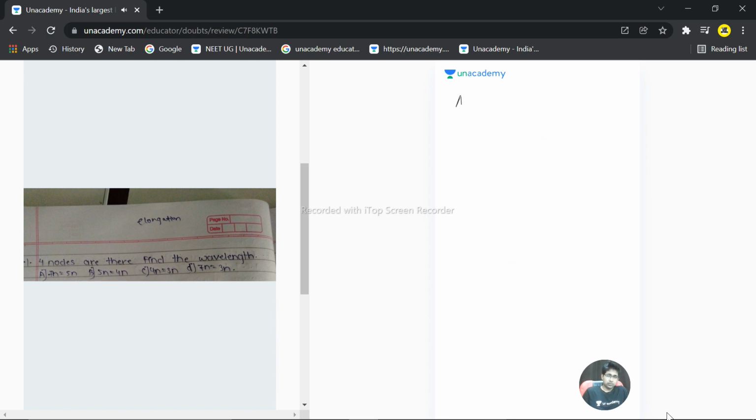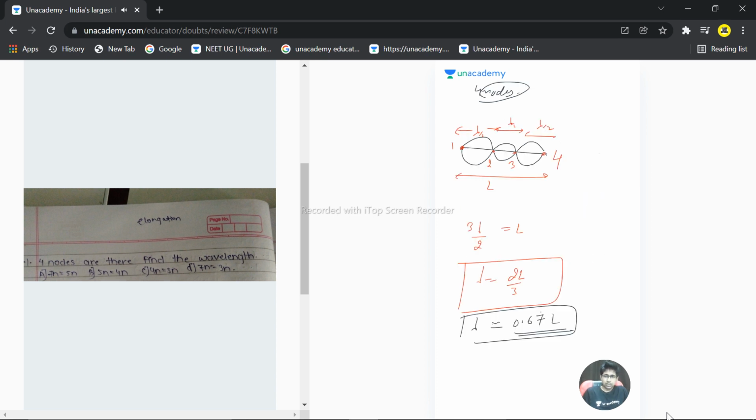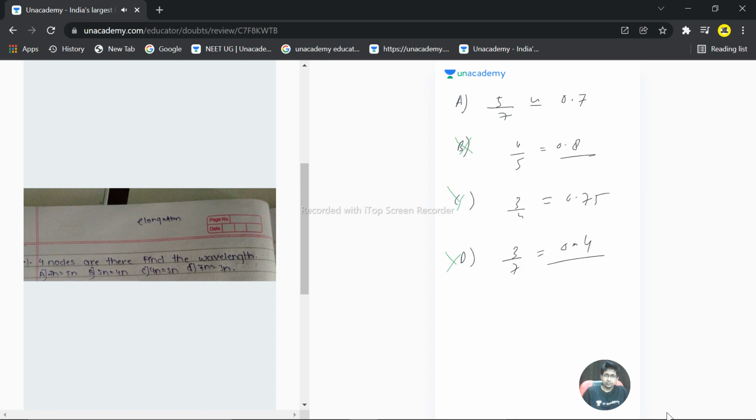If you see option number 1, 5 by 7 is approximately how much? 7 sevens are 49, so 0.7. Option B, 4 by 5, is exactly 0.8. C is 3 by 4, which is exactly 0.75, and option D is 3 by 7, that is 7 fours are 28, so it's 0.4 something. So these three are wrong, because the answer should be approximately 0.7. So the correct answer is option number A.